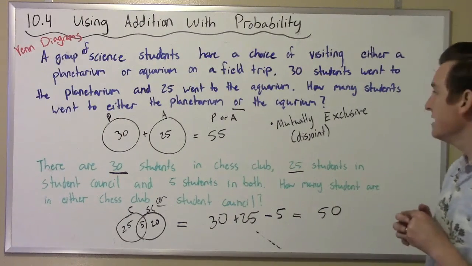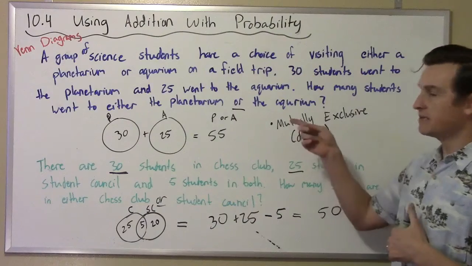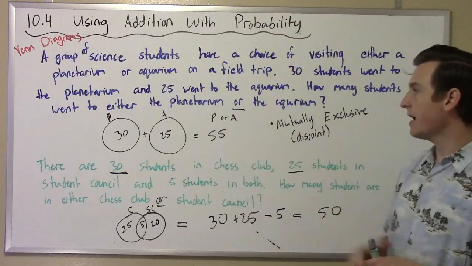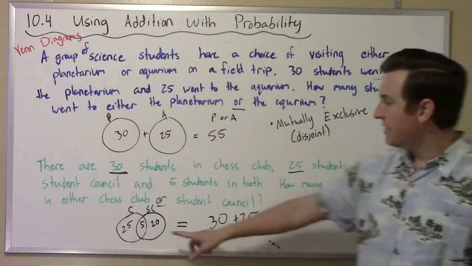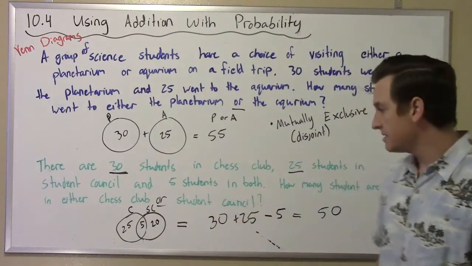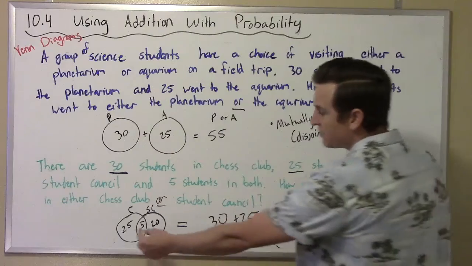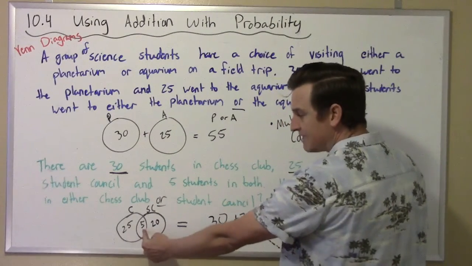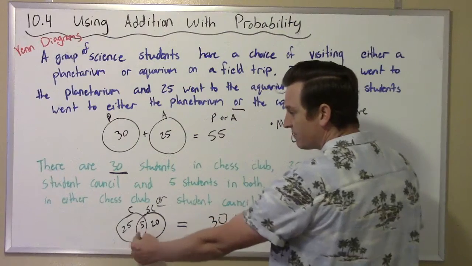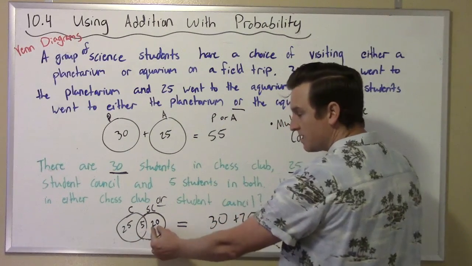There's 50 students here. So there's actually fewer students here than there is here, because these are disjoint, or mutually exclusive, so you just add them together. Here, you have to take into account that you can't double count these. Another way to think about it is you have 25 plus 5 plus 20, right? We don't want to add this 5 in twice, so 25 plus 5 is 30, plus this 20, that's 50 total.